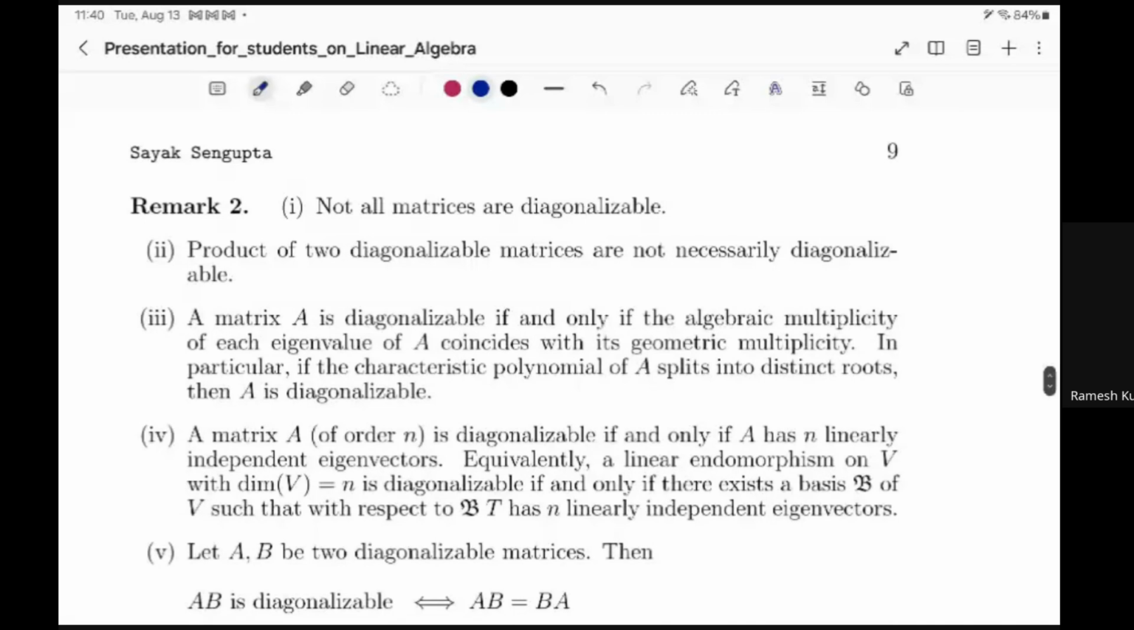Some remarks are necessary in order to move on to the next problem. Not all matrices are diagonalizable. In other words, diagonalizable matrices are definitely special matrices. Also, diagonalizability is not well behaved under products. What I mean by that is, if you have two diagonalizable matrices A and B, even if they are of the same order, then a product of A and B might not be diagonalizable.